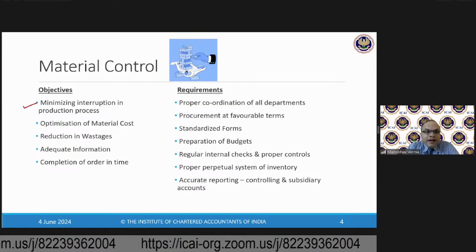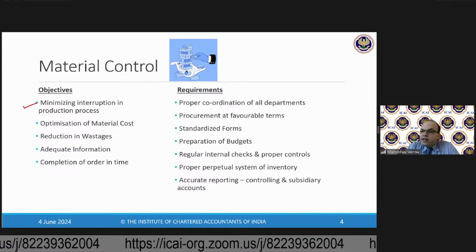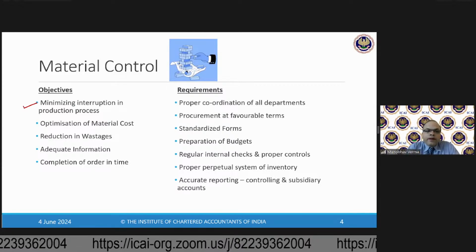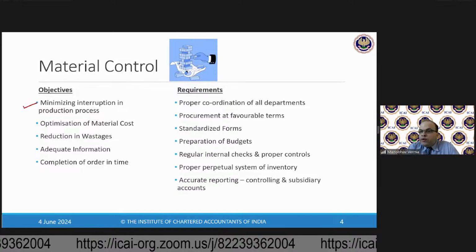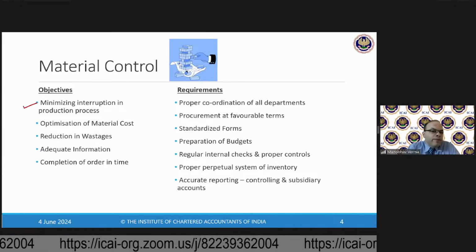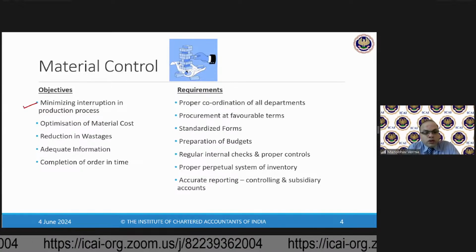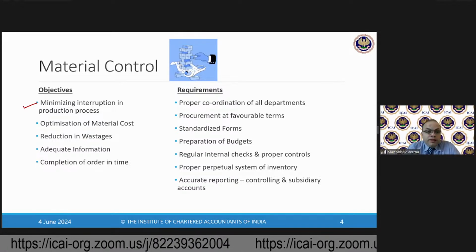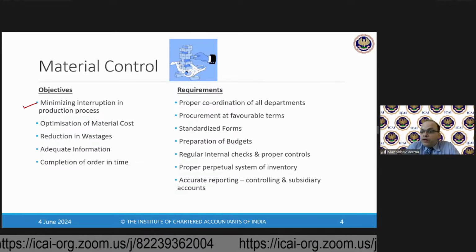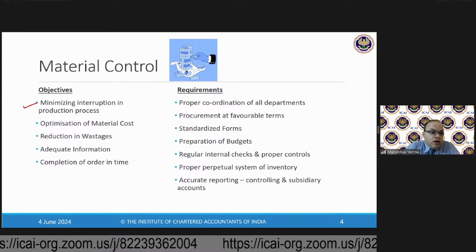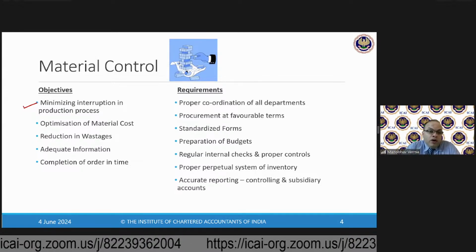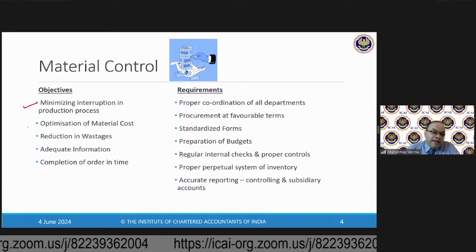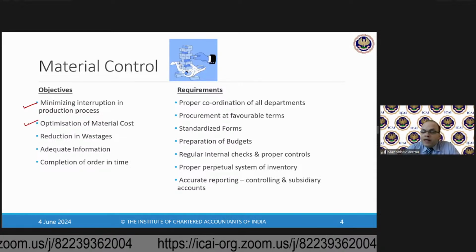A lot of things are dependent on the material control in terms of how the production flow is planned, and there is continuous supply of materials as and when they are required. Of course, optimization of material cost is also very important. That would be either by way of having a check on the wastages or from the perspective of where it is ordered, right? So that is definitely in the entire game plan.